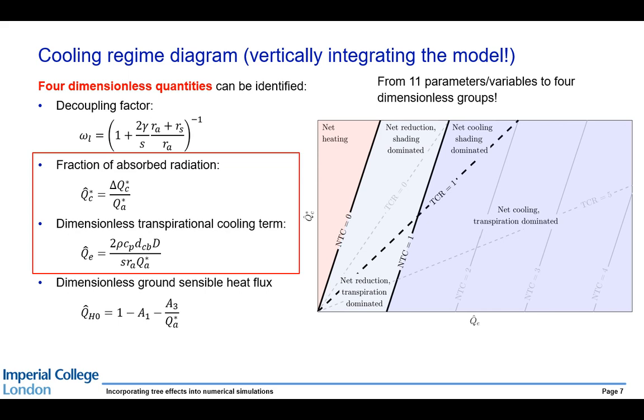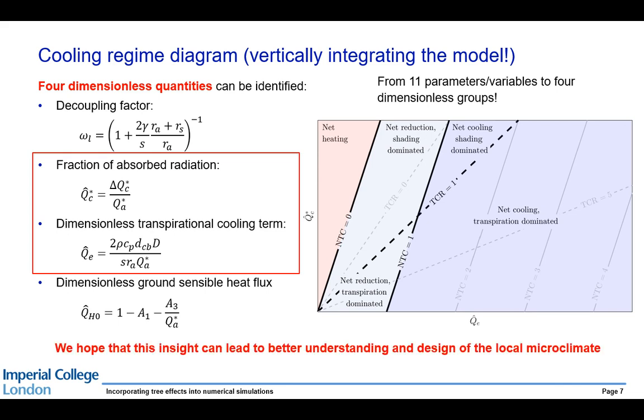And then the tree cooling ratio is saying, is the cooling more caused by the radiative effect, so that's the shading, or by the transpiration? And this splits it up, you can see, into different spaces. You can have a net heating caused by trees or net cooling, and within that, the cooling can be transpirative or shading based. But you can also have this net reduction space, which is where the area is still heated, but the tree's presence reduces that heating rate.